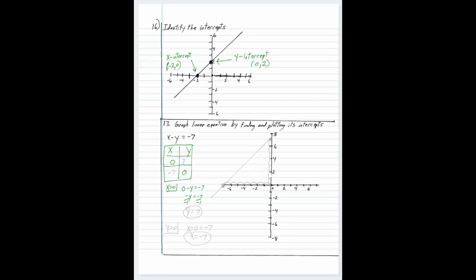And let's graph. y equals -2 is just 2 spots down. 1, 2. And (-8, 0) is just 8 spots to the left. 1, 2, 3, 4, 5, 6, 7, 8. And then connect the dots.